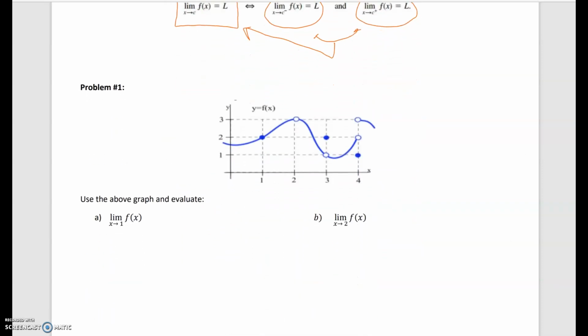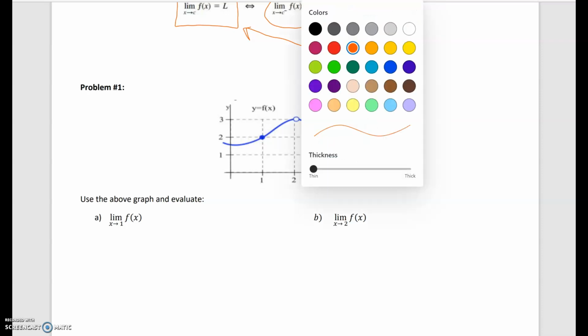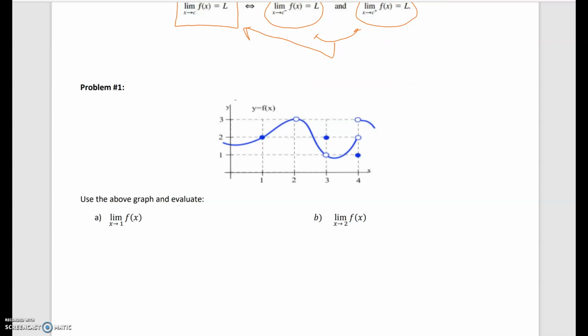For problem A, they're asking for the limit of this function as x approaches 1. Now, notice that this is your 1. In this case, on the left and on the right, you're approaching the value of 2. So for this one, we would simply say this is equal to 2.